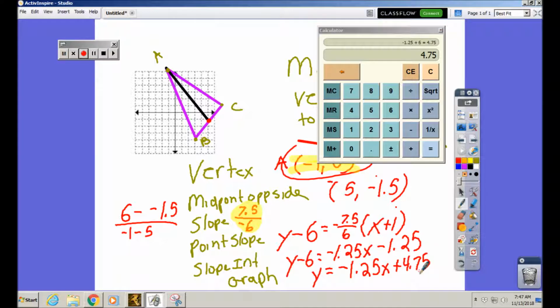By the way, let's look. That means my y-intercept should be 4.75, correct? 1, 2, 3, 4. It is. That line is coming through the y-axis just about 4.75. Okay? So we're a little confused. Guess what we get to do? We get to do it again with another vertex and another midpoint and everything.